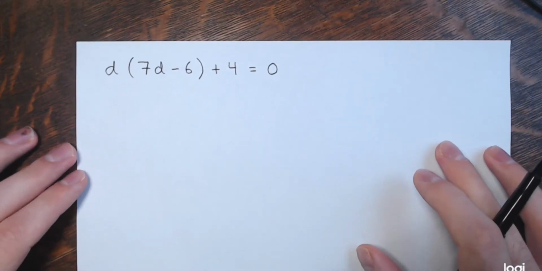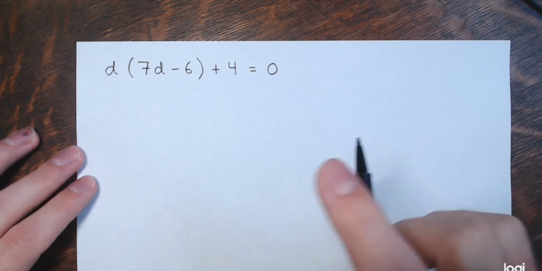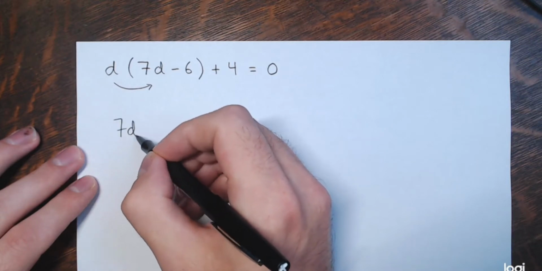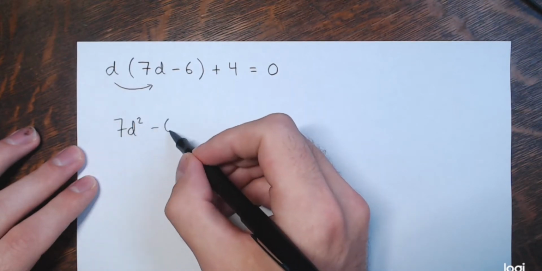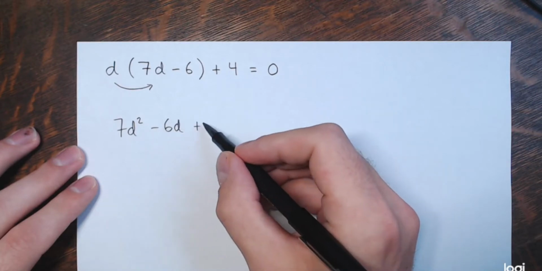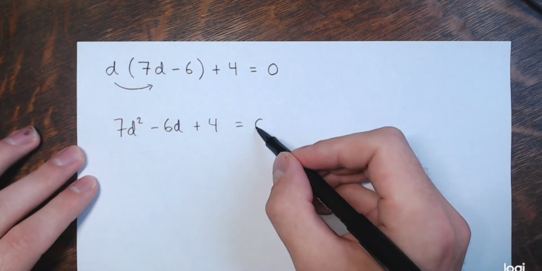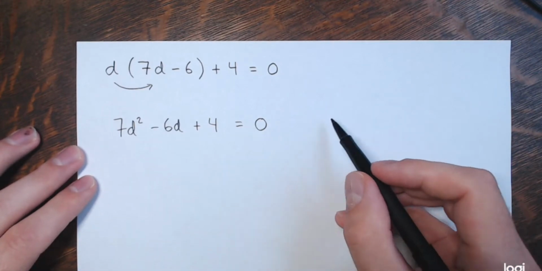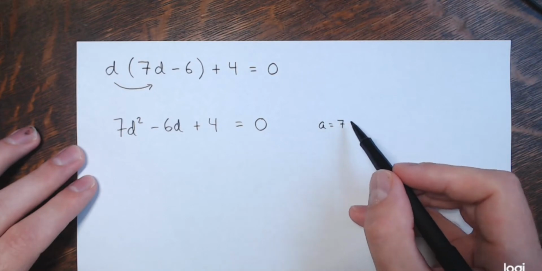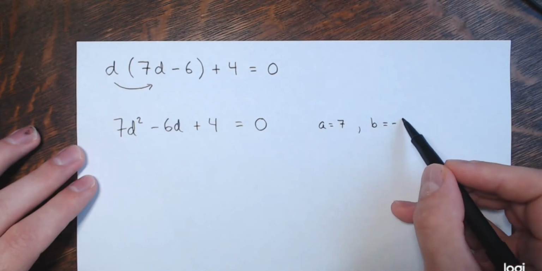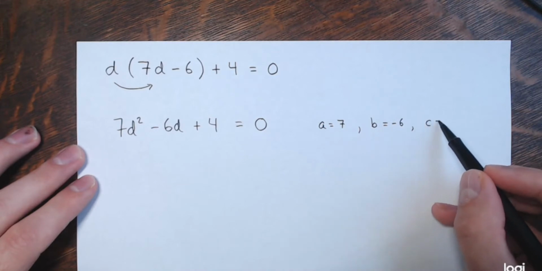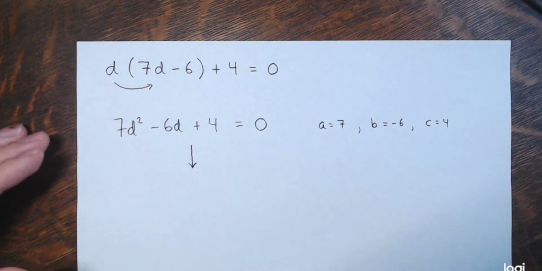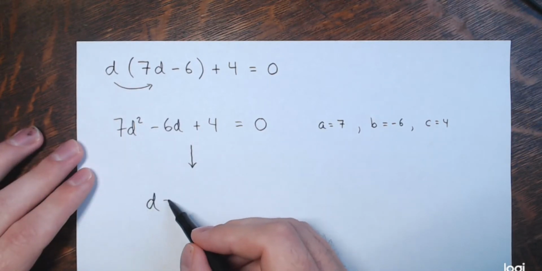This equation is clearly not in standard form yet. I have to distribute the d here. So we'd have 7 times d squared minus 6 times d. Then you have plus 4 equals 0. Now I have the equation in standard form. And the coefficients are 7 for the quadratic term, negative 6 for the linear term, and positive 4 is the constant. And once I'm in standard form, I can jump right to what the solutions are, using the quadratic formula.